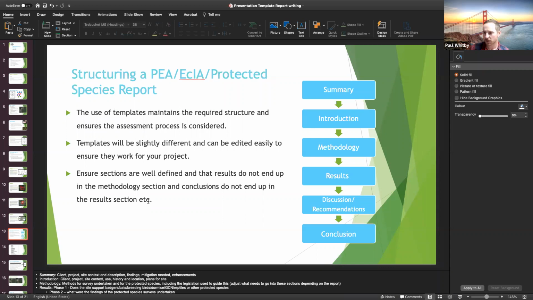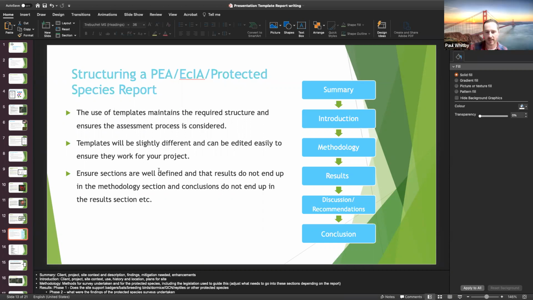So ensure that your summary includes the most important results. So have you found great crested newts, dormice? What is the population you've identified? What are the implications to the development? What are the next steps? Are further surveys required? Have those surveys been completed? And is there mitigation that you can specify? So make sure that the summary is well detailed.